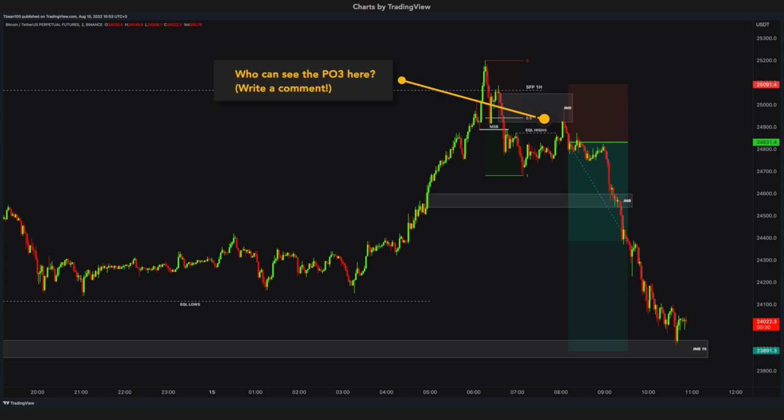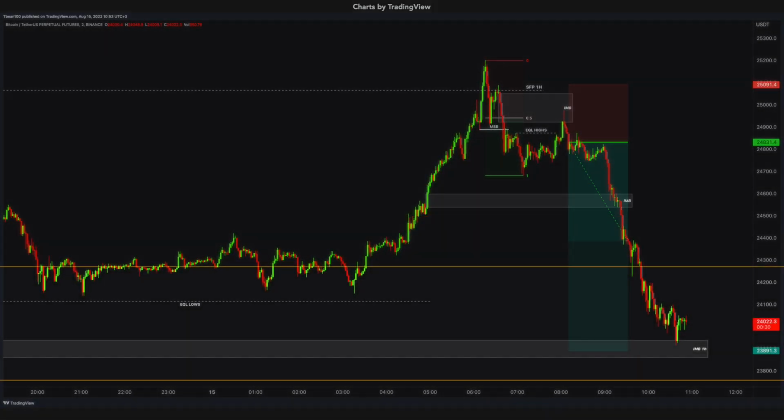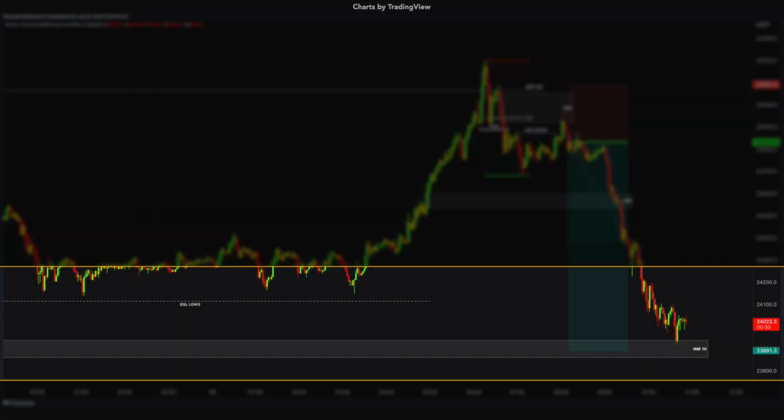Let's zoom out a bit and see the trade. My entry was a bit late because it was early in the morning and I was busy. I entered with a market order. My first target was this imbalance, to take partial profits. My big target was the high time frame equal lows and imbalances below.